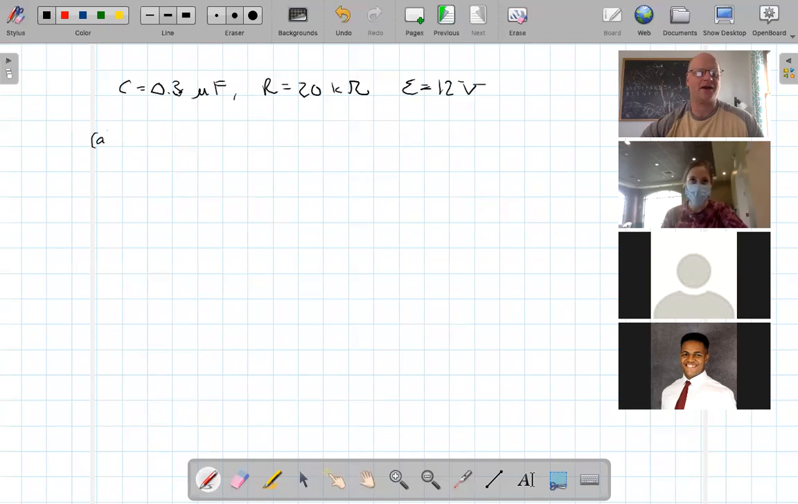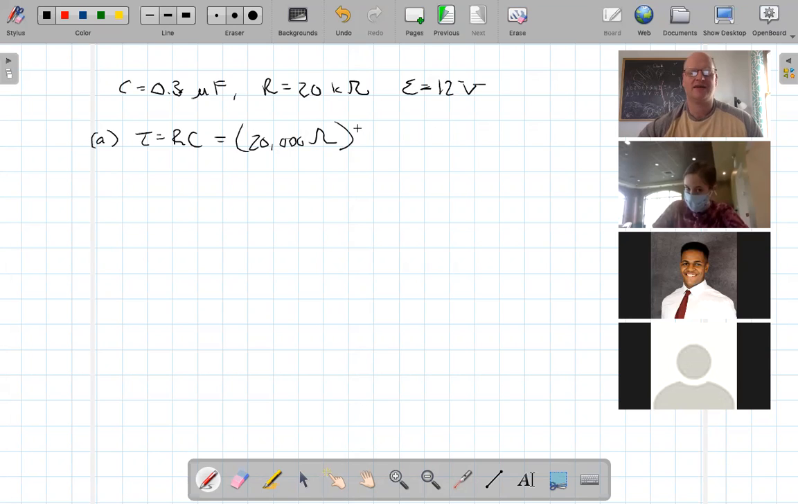So part A, we simply want to know what's the time constant. So what is tau? Well, as long as these are connected in series, we know tau is simply going to be R times C. So this is our resistance, which is 20,000 ohms, this has to be in ohms, times the capacitance, which is 0.3 times 10 to the minus 6, because this has to be in farads, not microfarads. So this is going to be 6 milliseconds. Yes, 6 milliseconds.